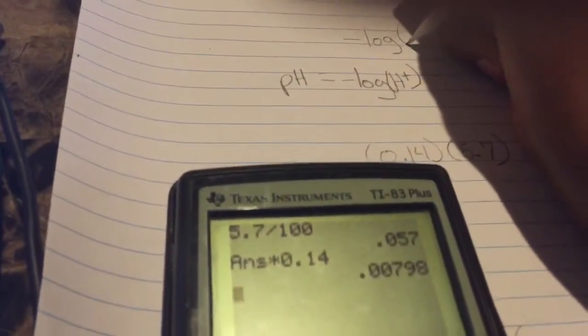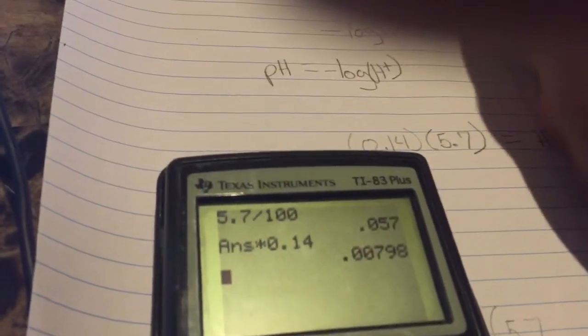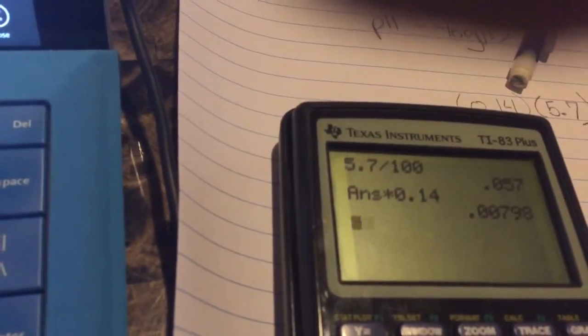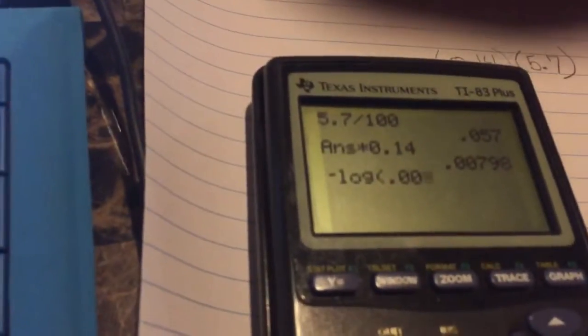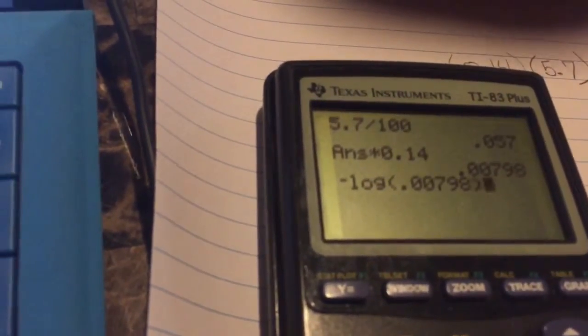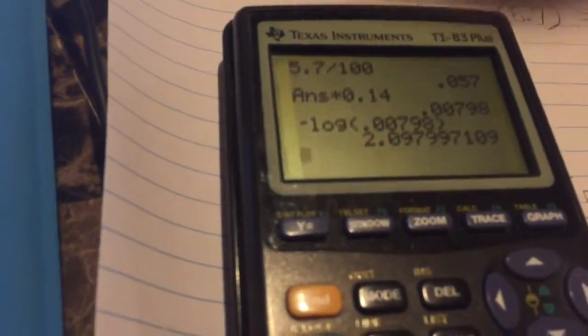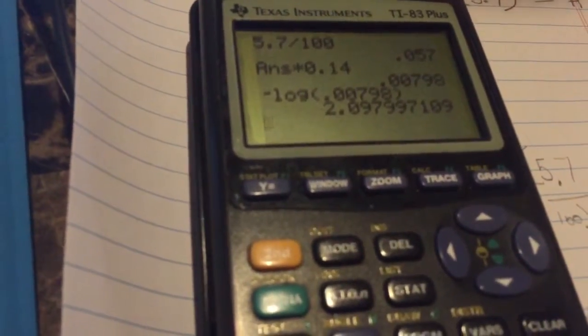negative log of 0.00798. So go back to our calculator, and that is negative log of 0.00798. Okay, that gives us 2.0979. And we can go back to our answer choices. Again, that answer was 2.09. We could round that up to 2.10.